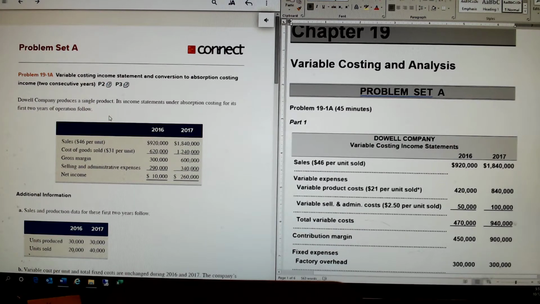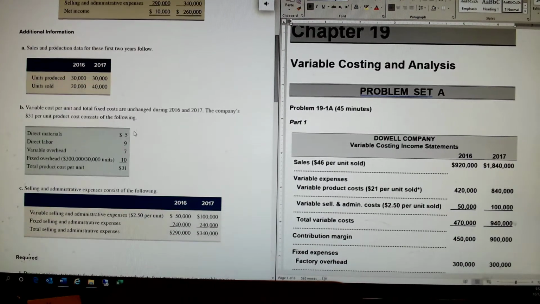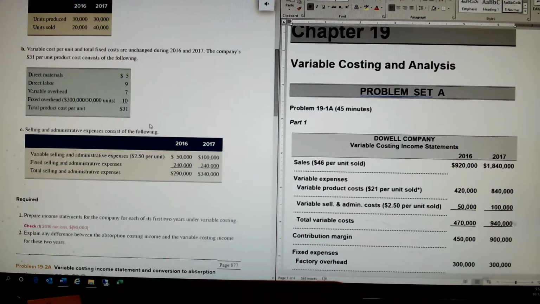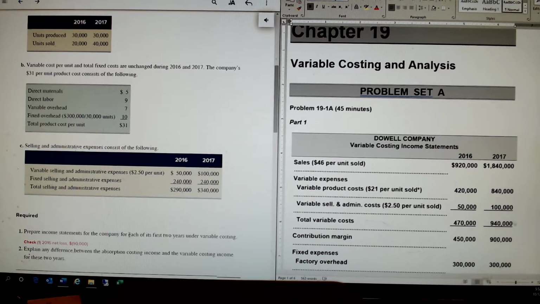The problem itself wants to know first. It says this company produces a single product. That keeps it easy for sure. Income statements under absorption costing is for the first 2 years. It says the sales and production data for the first 2 years are as follows. Looks like in 16 they produced 10,000 more than they sold, and then in 17 they sold 10,000 more than they produced. Then they give us some variable information here, selling and administrative expenses. So they want us to prepare income statements for the company for the first 2 years under variable costing.